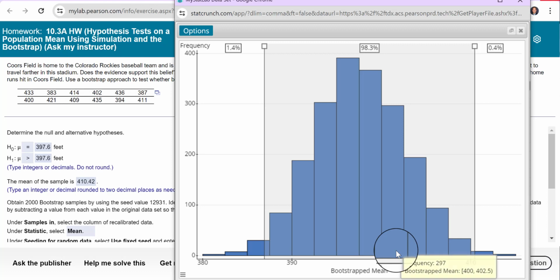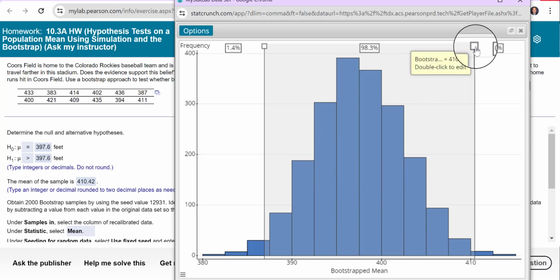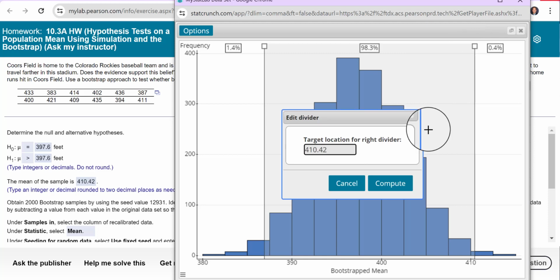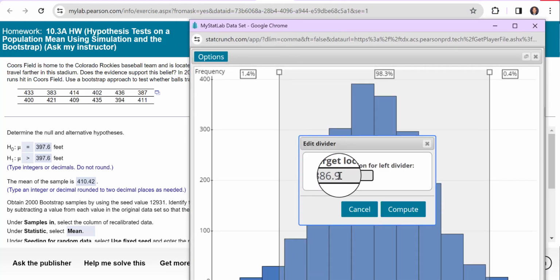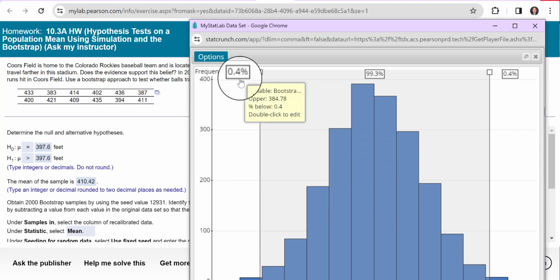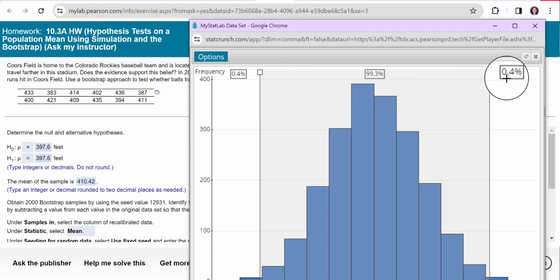So if I wanted to make this a two-tailed test, I've got my one here at 410.42, and I could click the other one, double click here, and put that one at 384.78 and hit Compute. And that is also at 0.004. So for the two-tailed test, you would add these two. Sometimes they're the same, sometimes they're not, based on how your simulation ran. So this would be 0.008 as the p-value for that one. Still would reject. There is sufficient evidence.